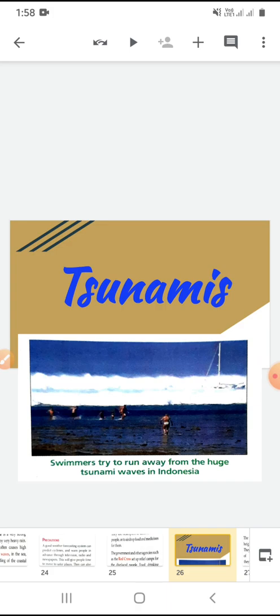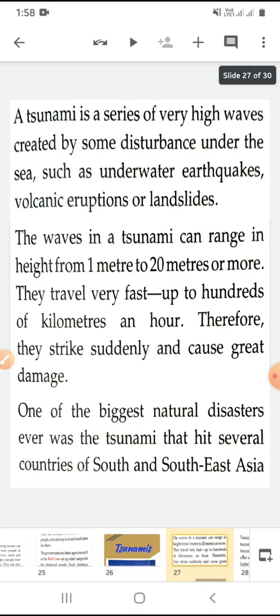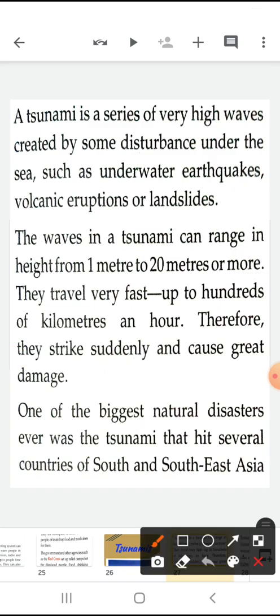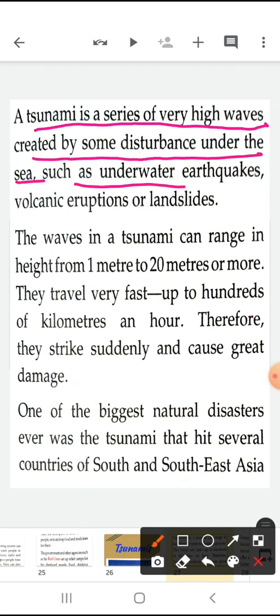What? Tsunami. A tsunami is a series of high waves. A tsunami is a series of high waves created by some disturbance under the sea, such as an underwater earthquake, volcanic eruption, or landslides.